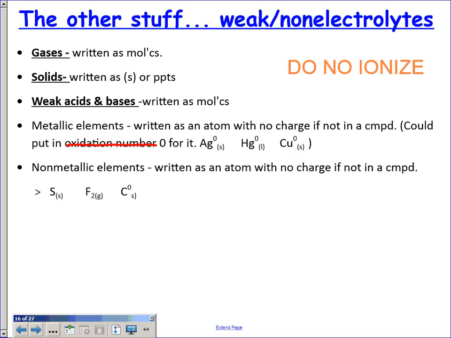So when you write Ag plus versus Ag, that is different. That is an ion, that is not. So just make sure you're really strategically using your charges.